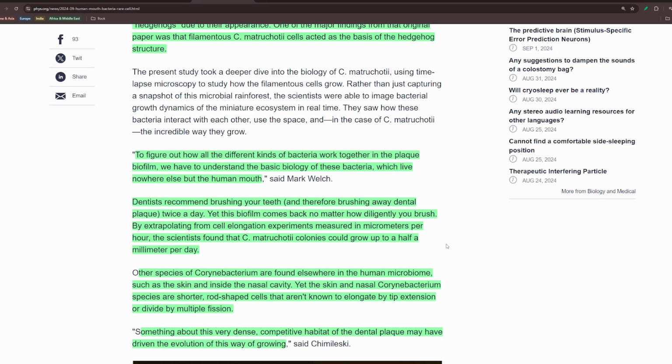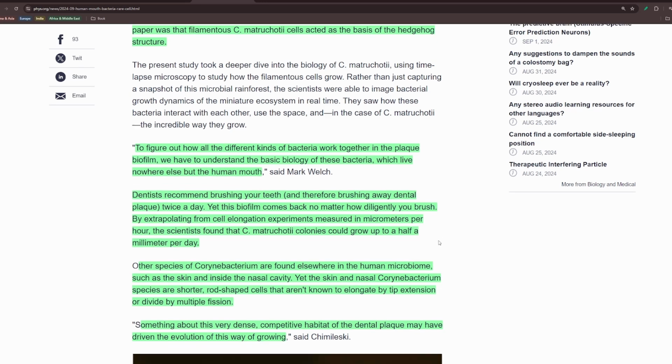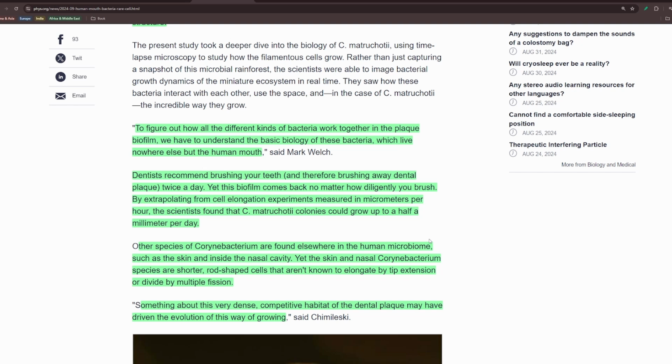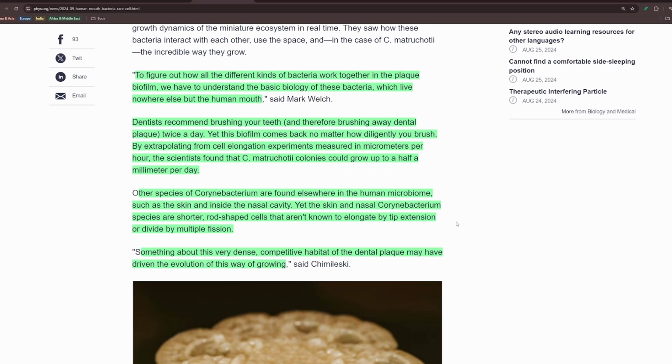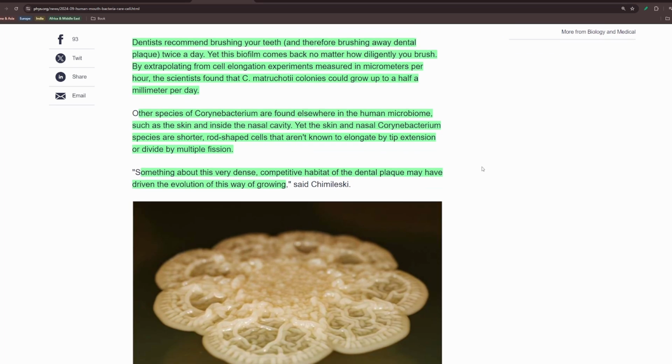To figure out how all the different kinds of bacteria work together in the plaque biofilm, we have to understand the basic biology of these bacteria, which live nowhere else but the human mouth. Dentists recommend brushing your teeth, and therefore brushing away dental plaque rainforests, I added the rainforest part, twice a day, yet this biofilm comes back no matter how diligently you brush your teeth. By extrapolating from cell elongation experiments measured in micrometers per hour, the scientists found that C. matruchotii colonies could grow up to a half millimeter per day.